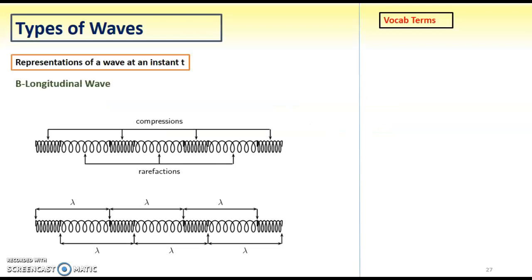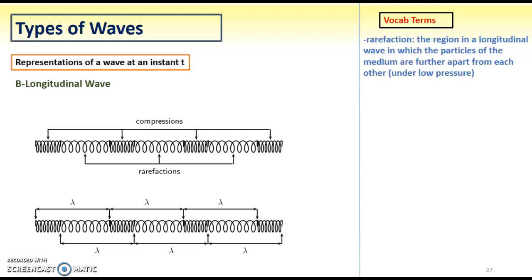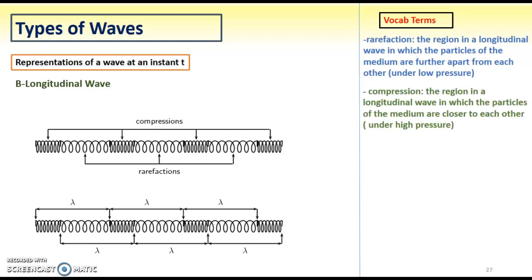Example, representations of a wave at an instant t. Longitudinal wave. So what are the vocabulary terms? Rarefaction is the region in a longitudinal wave in which the particles of the medium are further apart from each other, which means under low pressure. Compression is the region in a longitudinal wave in which the particles of the medium are closer to each other under high pressure.